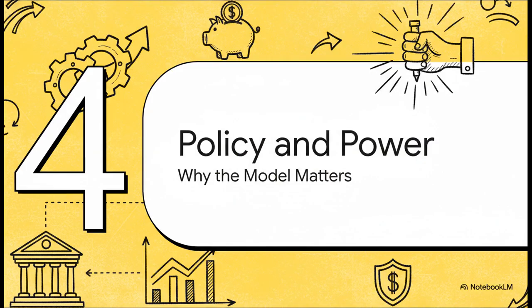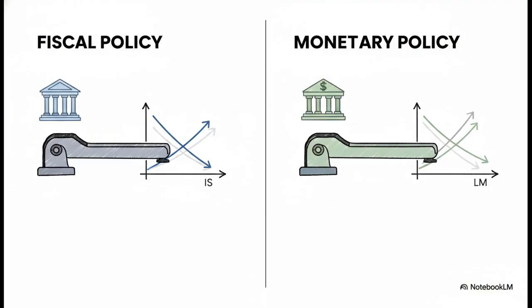Okay, so this is a really neat theoretical model, but so what? Why does it matter in the real world? Well, because this simple graph gives policymakers an incredibly powerful tool to understand and even influence the direction of the economy. You see, there are two main levers that policymakers can pull. You've got fiscal policy, that's the government's job, using spending and taxes. That directly hits the goods market, so it shifts the IS curve. Then you have monetary policy. That's the central bank's job, controlling the money supply. That impacts the money market, so it shifts the LM curve.